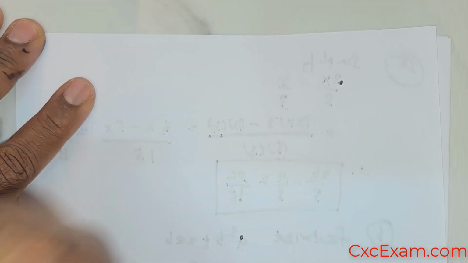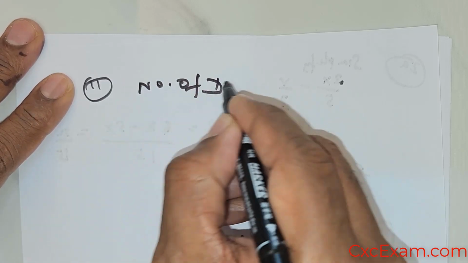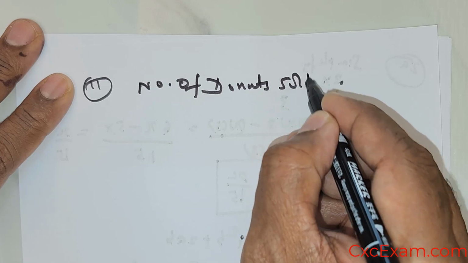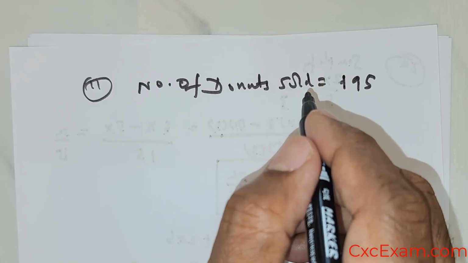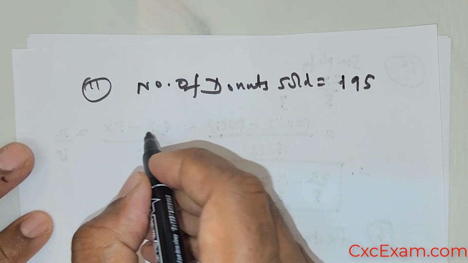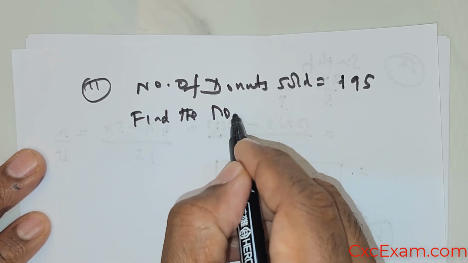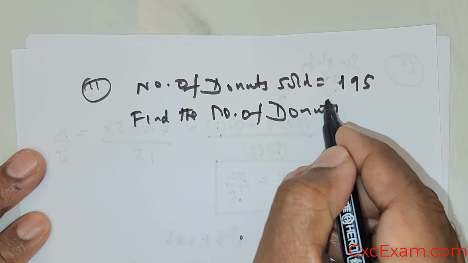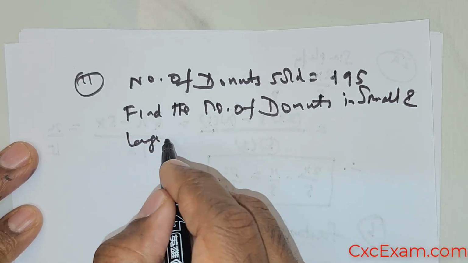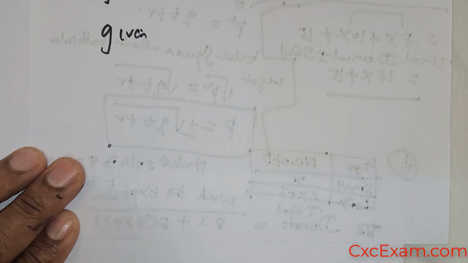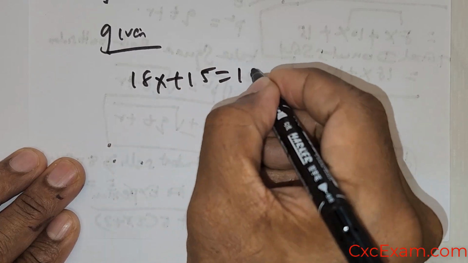Now what they are saying in the second part is, the number of donuts sold is given as 195, total donuts sold. Now they are asking us to calculate the number of donuts in the small box and large box. So find the number of donuts in the small box, and I will add it as large box. So this information is given. So what is given? Given 18x plus 15 is equal to 195.